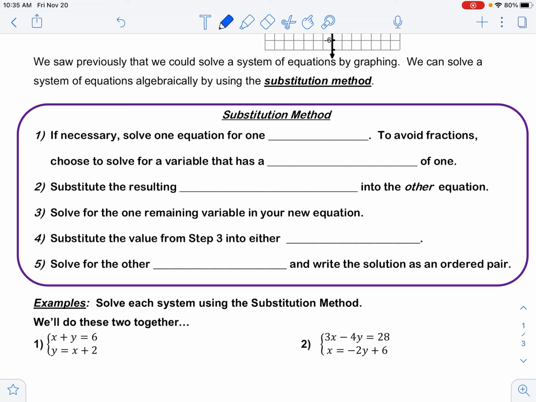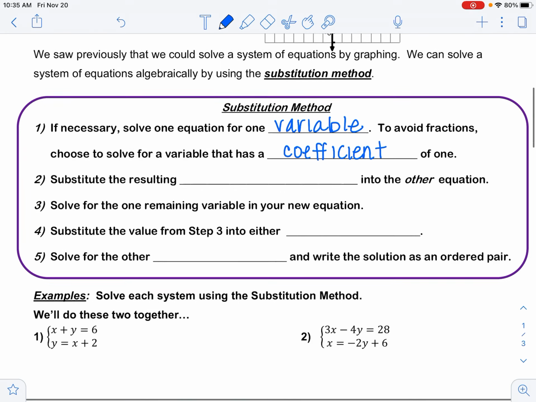So we're going to start with the substitution method. So here are your steps. Step number 1, if necessary, because sometimes it's not necessary, which in our case, it'll never be necessary. It'll already be done for you. Solve one equation for one variable. So I only use substitution if one of the equations is already solved for one variable. To avoid fractions, we're going to choose to solve for a variable that has a coefficient of 1.